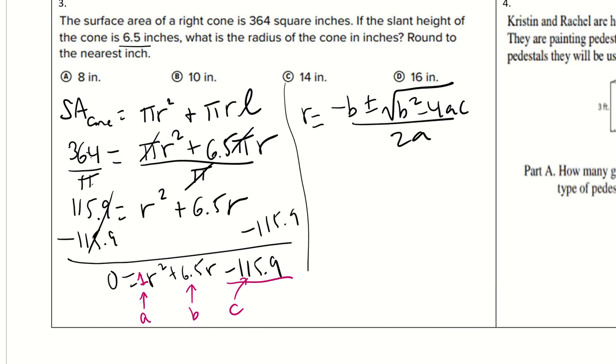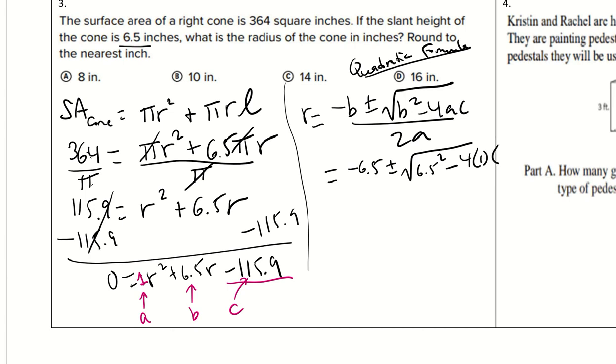So we have to plug those into the quadratic formula. So again, this is called the quadratic formula. All right, so negative b, which is 6.5, plus or minus the square root of 6.5 squared minus 4 times a, which is 1, times c, this negative number, all divided by 2 times a, and a is 1. All right, so we're going to do that on the calculator. And when we do that on the calculator, we're going to get 2 answers there.